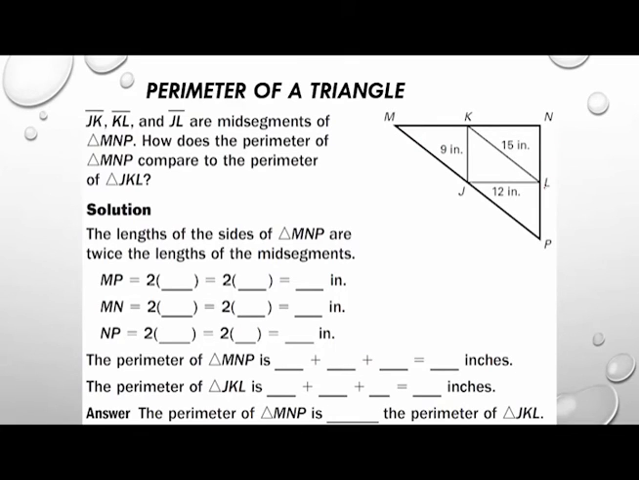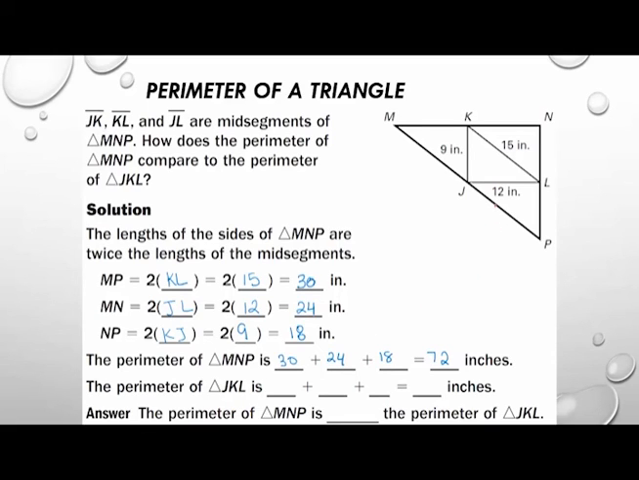MP is parallel to line segment KL, and we know that KL is 15, so MP is 2 times 15, which is 30. MN is parallel to JL. We know that JL is 12, and 2 times 12 is 24. Finally, NP is parallel to KJ, which is 9, so 2 times 9 is 18. Now we can find the perimeter of triangle MNP, which is 30 plus 24 plus 18, which gives me 72.